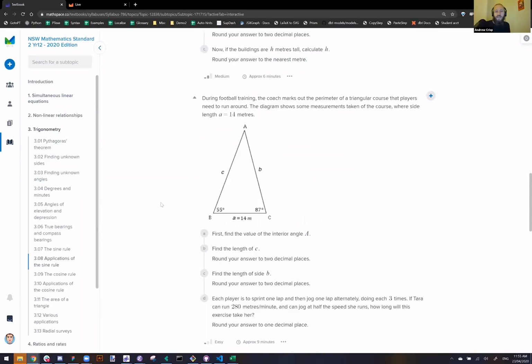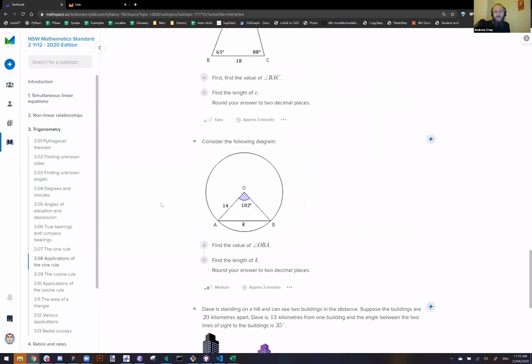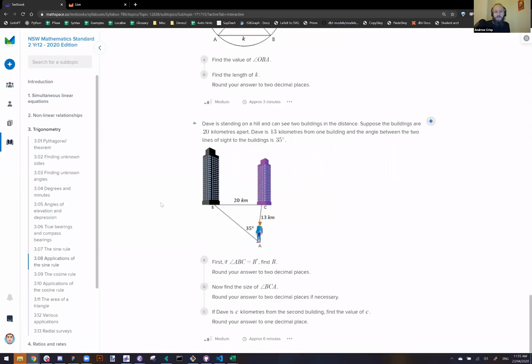Which ones of these look good? I want to find one where I actually have to find the angle. Okay. Let's do this one. Approximately 6 minutes, Mathspace. Okay, I've got 4. Let's see if we can do this.